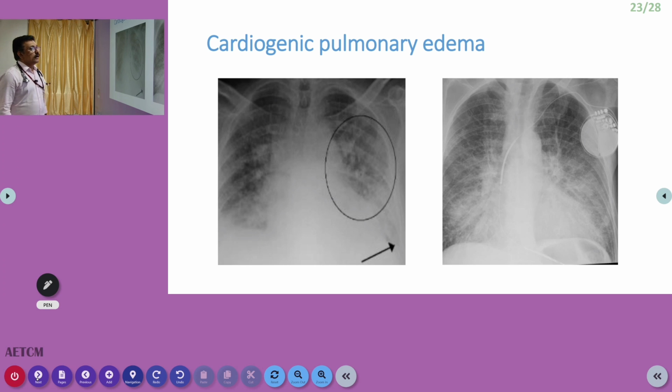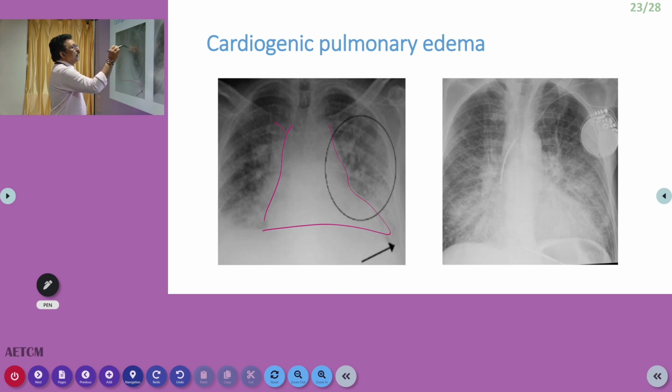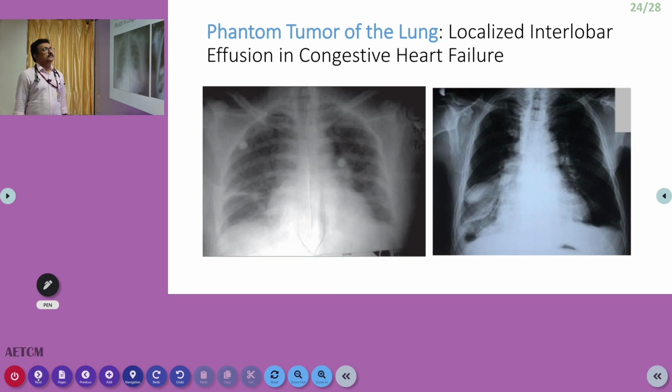But here cardiomegaly is there. If you see an echocardiogram for this patient, you can see low ejection fraction, and bilateral extensive white shadows over the lung. So that can be cardiomegaly, cardiac failure with cardiogenic pulmonary edema. So clinical history is very, very important to make such a diagnosis.